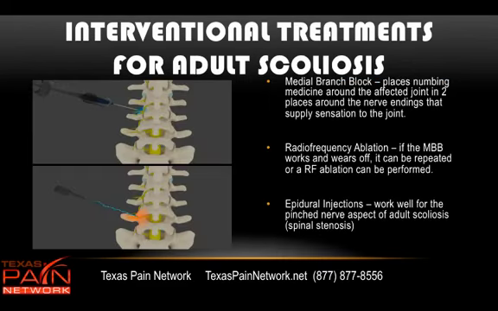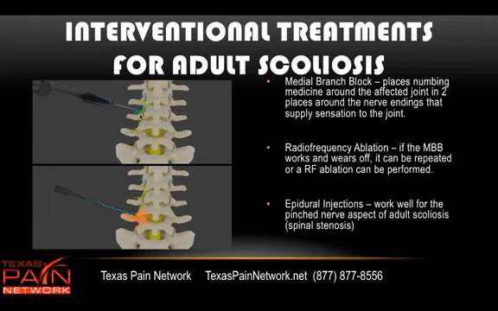Here are a couple of great procedures. The top shows a medial branch block. This is where the pain doctor will place numbing medicine around the affected joint or joints, depending on where the arthritis is. And these little nerve endings, called medial branches, supply sensation to the joint. The numbing medicine and possibly some steroid can help relieve that pain for up to an average of 3 months.